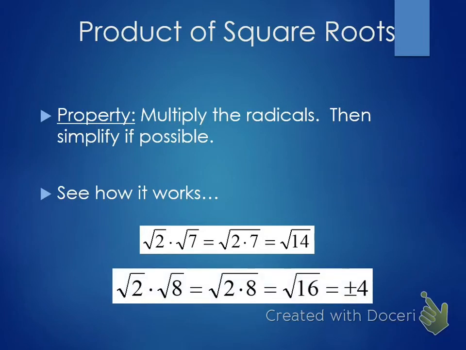This next one, if you want to write it down, might be helpful. They took the square root of 2 times the square root of 8. 2 times 8 is 16. But the square root of 16 can be simplified. It's a perfect square, so they put plus or minus 4.